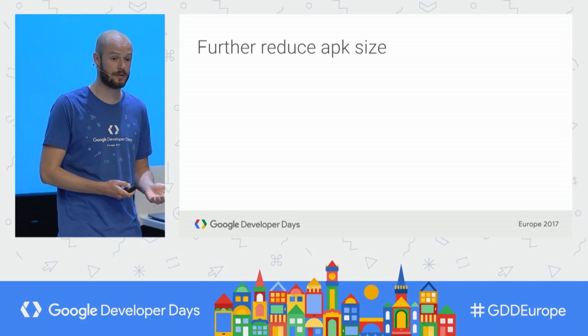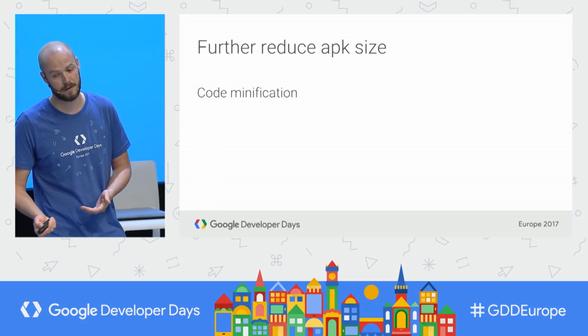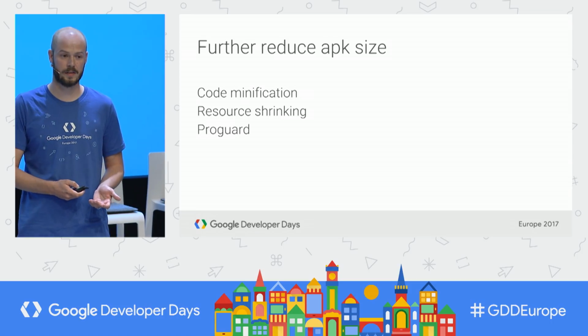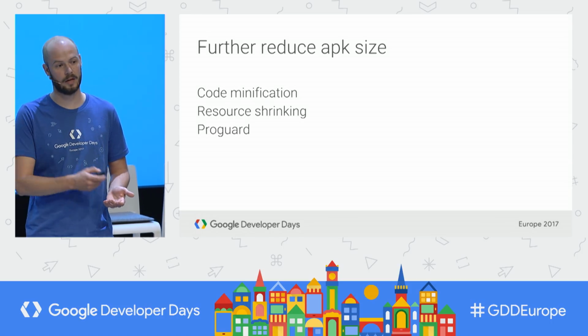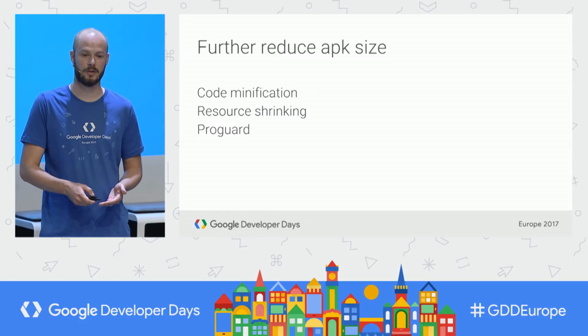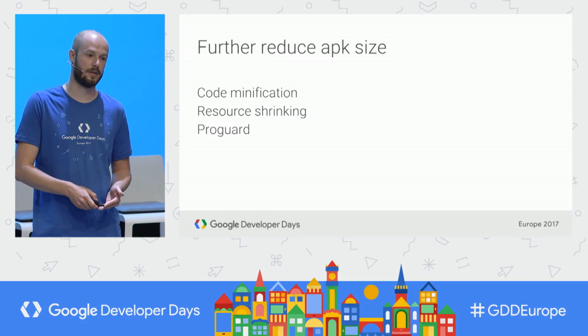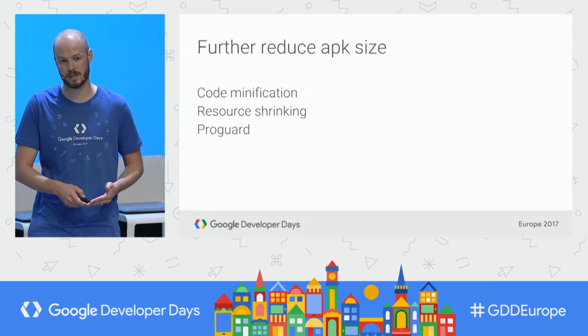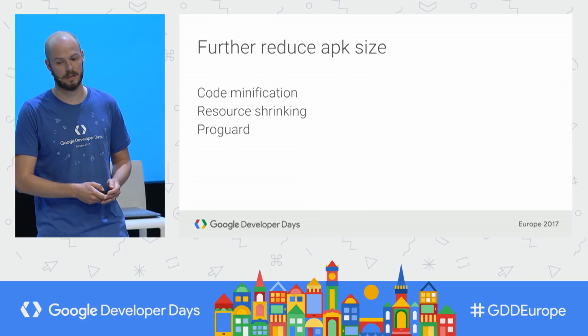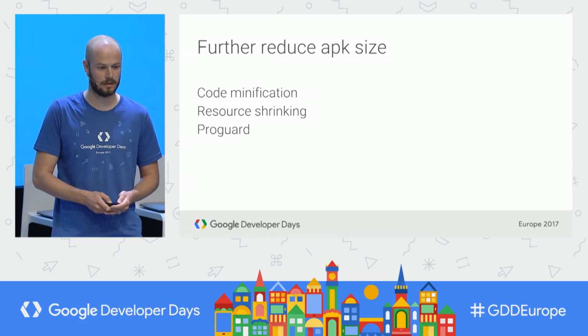Also, to further reduce your APK size, you can use code minification, resource shrinking, ProGuard, or other things that we talked about at Google I/O or at other conferences already, like using WebP, making sure that your images aren't too big, and making sure that you remove all the unused resources. But that has been covered in a wide variety of talks already.